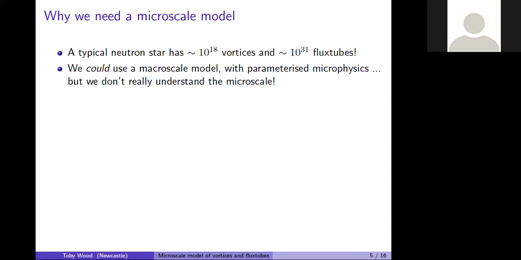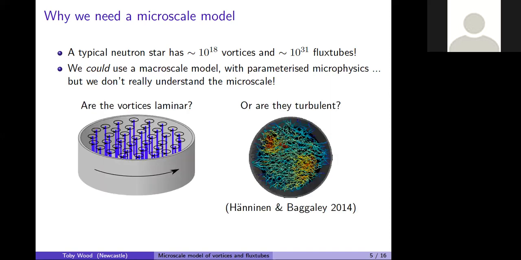What makes this difficult is that we don't really know what's going on at the microscale very well. This point has been made in earlier talks, but just to reinforce it, even quite basic questions we don't really know the answer to for sure. So we know that on average, the vortices must be aligned with the star's rotation axis. The simplest thing they could do is just form a rectilinear array as suggested on the left. But in reality, we expect they probably form some kind of mess, such as shown here on the right.